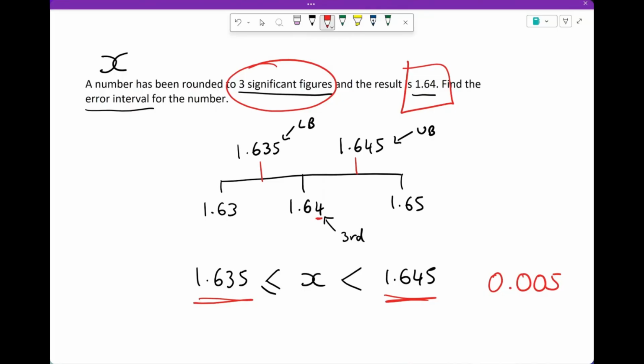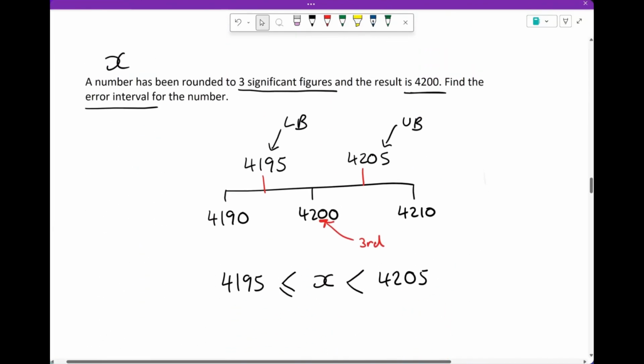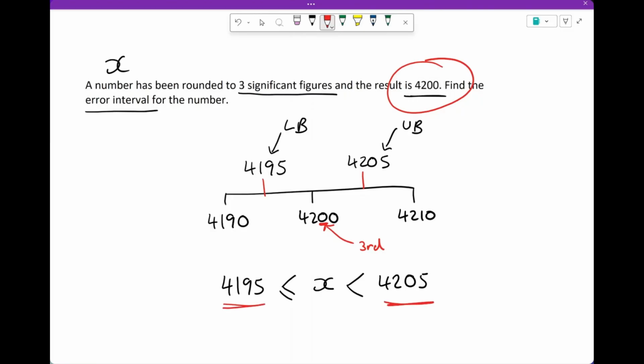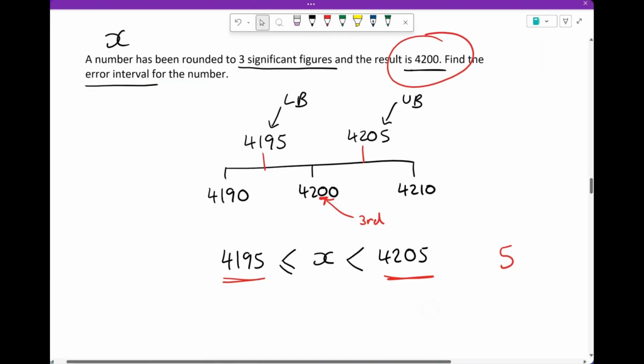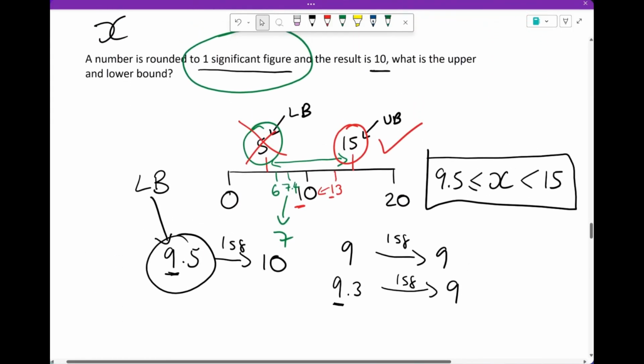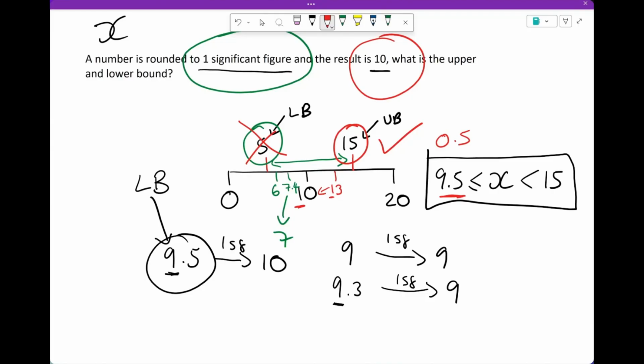Now let's just consider one of our whole number answers. So our initial number in this question was 4,200. If we look at our lower bound and upper bound, both of those are 5 away from 4,200. So once again, it's symmetrical. Whereas if we look at the question we just did, where our method did not work, you can see that our error interval is not symmetrical. Our initial number is 10, 9.5 is 0.5 away, whereas the 15 is 5 away. So in this scenario, we've got a very different answer.